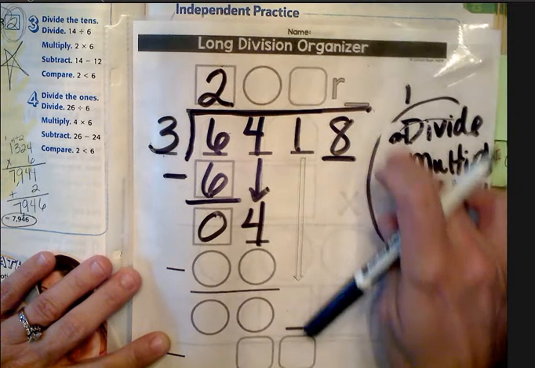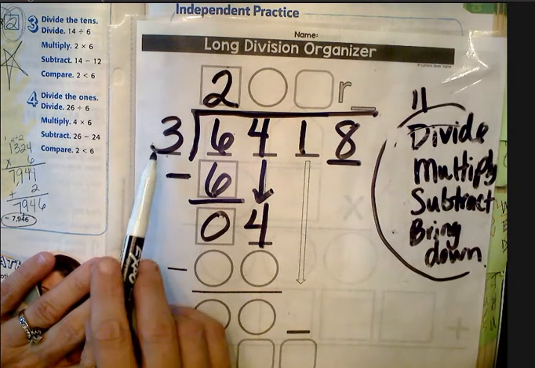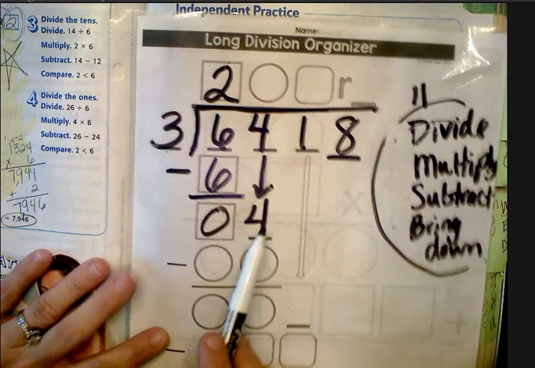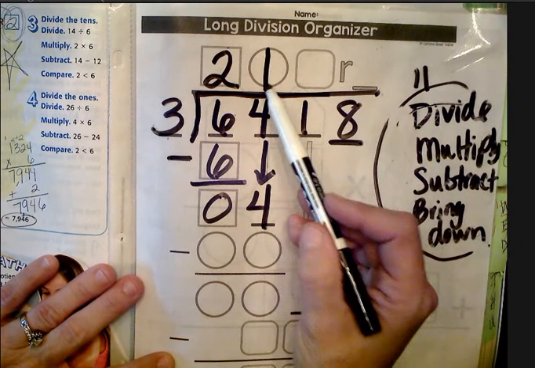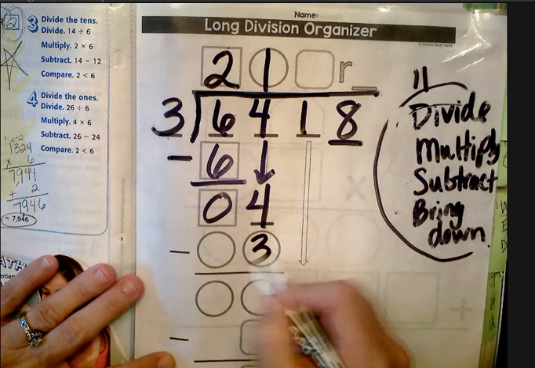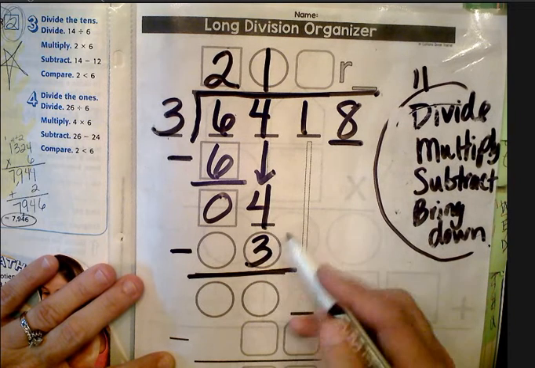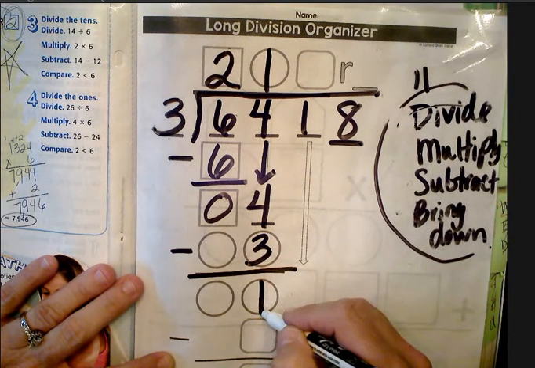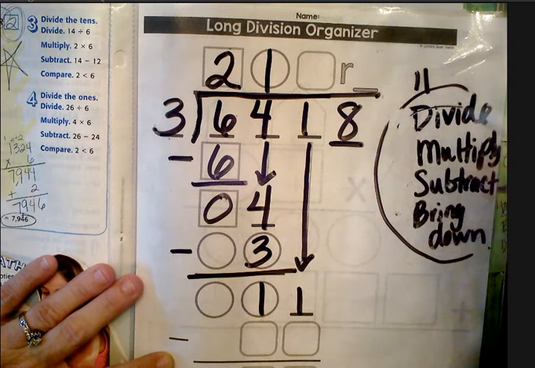Now we're on the second time. How many times does 3 go into 4? Oh, that's easy too. It's just one time, just once. 1 times 3 is 3. We multiply. Now we subtract. 4 minus 3 is 1. Now I'm at bring down. Bring down the 1. Okay, we're on our third time.